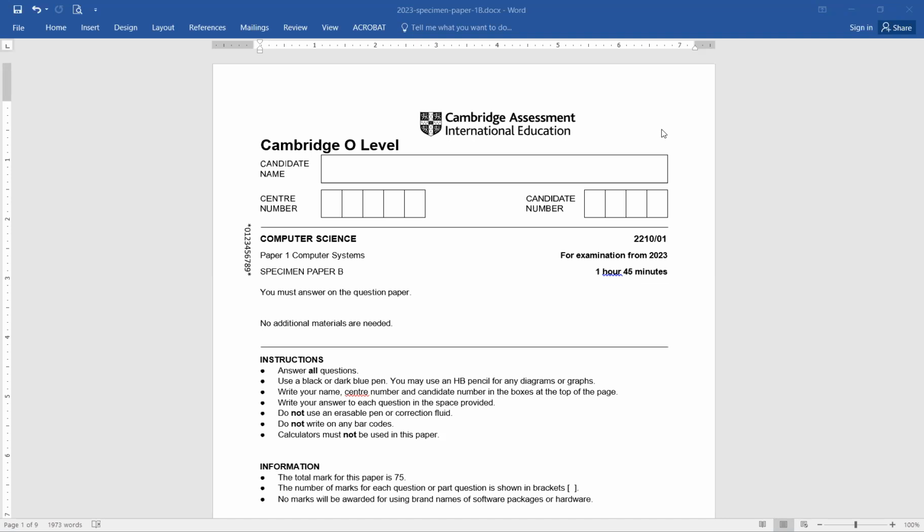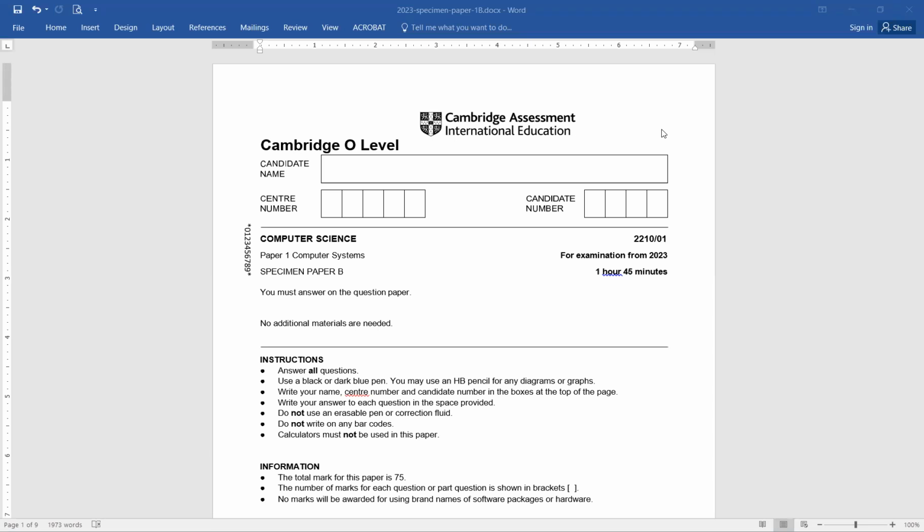Hope that you all are well. Okay, today we are going to solve paper 1 specimen, which is computer systems, specimen paper B. Before we proceed to the question, I want you all to follow the instructions first.